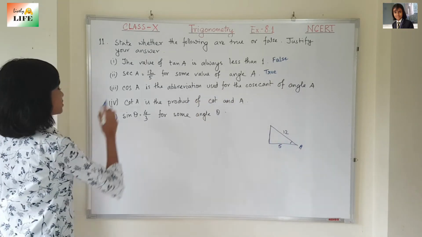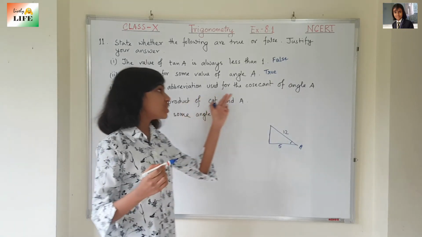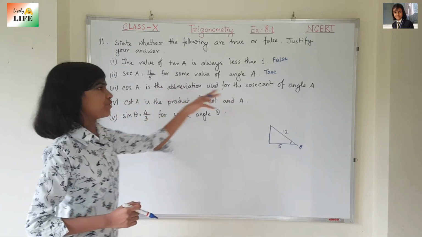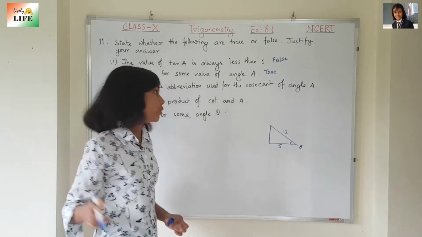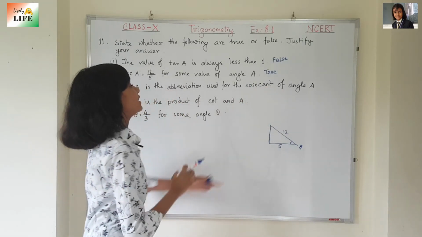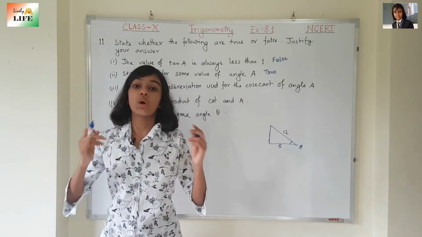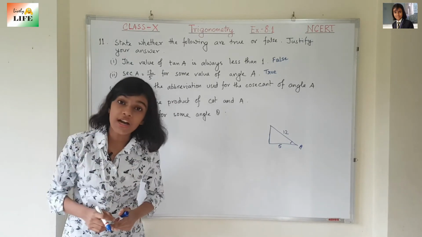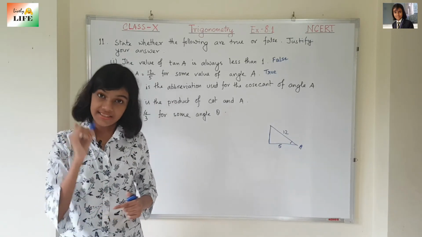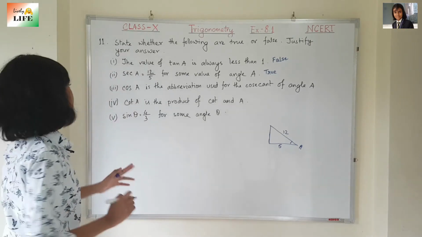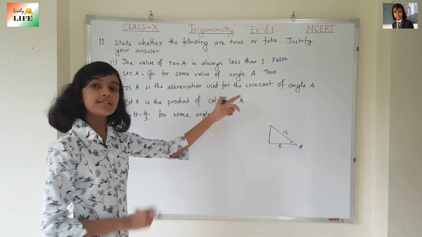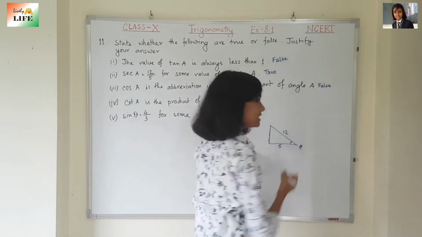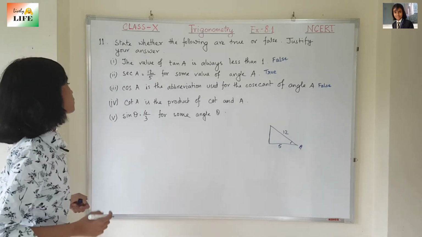So now let's move to number 3. Cos A is the abbreviation used for cosecant of angle A. Is cos A the abbreviation of cosecant of angle A? No. The abbreviation for cosecant of angle A is cosec. Cos A is the abbreviation of cosine, C-O-S-I-N-E. From there, cos A comes. So it is false.